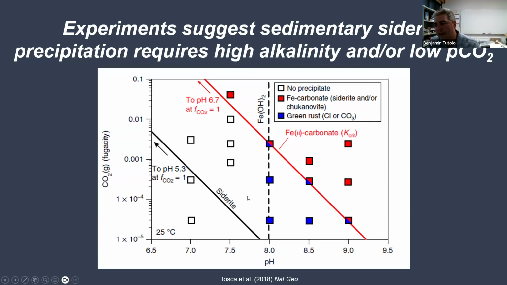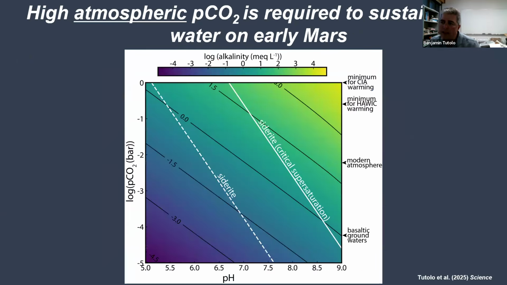This is sort of a kinetic effect in order to precipitate siderite, and these experiments back that up. So anyone with a red dot here formed iron carbonate. The blue stuff was green rust, and then the white stuff being no precipitate at all. Okay, so I've taken those same lines and I've plotted them now in white on this plot.